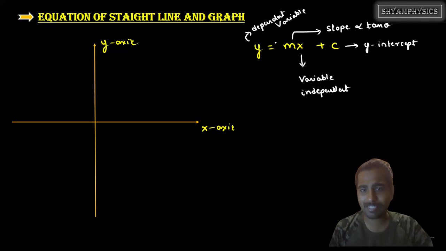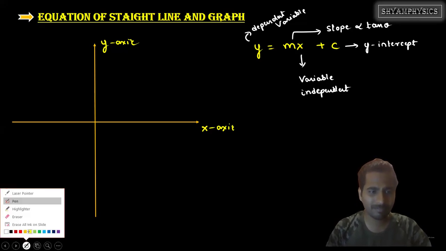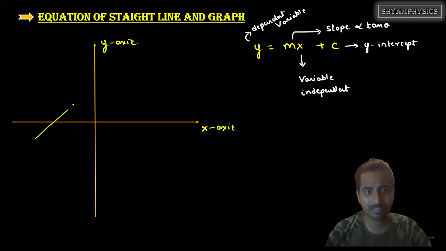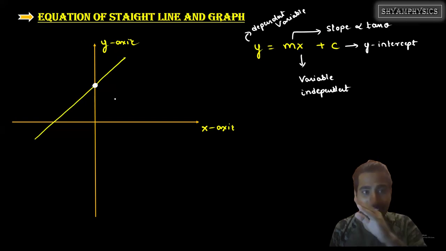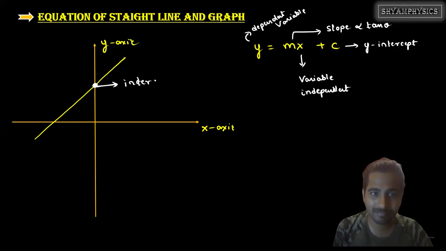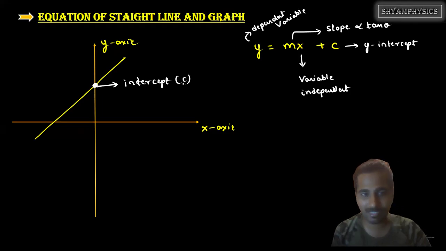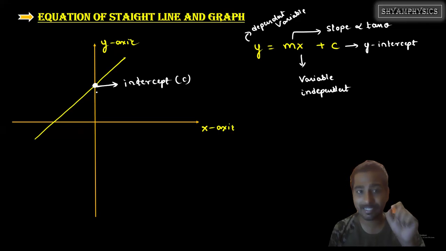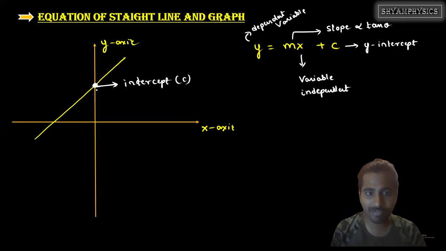Then based on this equation, y equals mx plus c, we can write the straight line. For example, I will write a line like this. This is a line which I wrote here. Look, this is the point where it cuts the y-axis. So we call this point the intercept, which is nothing but c. Now, does this point cut the positive y-axis or the negative y-axis? The positive y-axis, right? So we can call this a positive value.